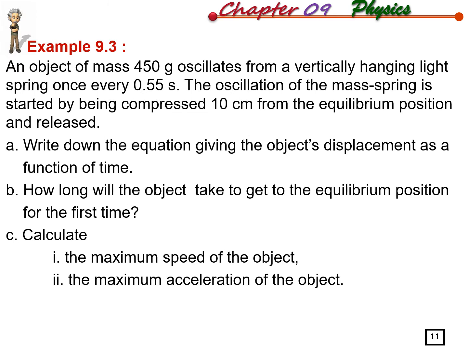So for example 9.3, you have an object of mass 450 gram oscillating from a vertically hanging light spring once every 0.55 second. The oscillation of the mass spring is started by being compressed 10 cm from the equilibrium position. Over here they want you to write down the equation giving the object's displacement as a function of time, and then how long will the object take to get to the equilibrium position for the first time. And then for C, they want you to calculate the maximum speed and then the maximum acceleration.